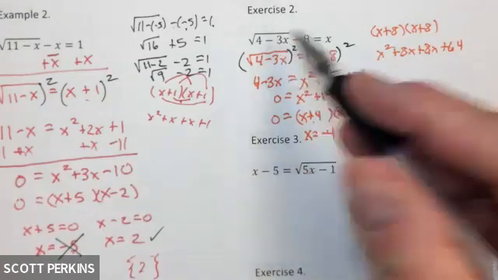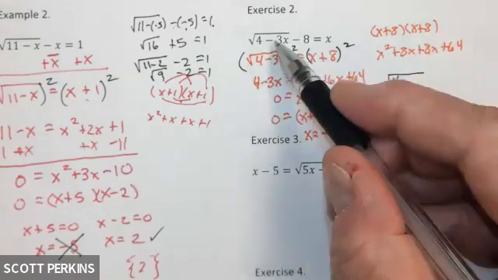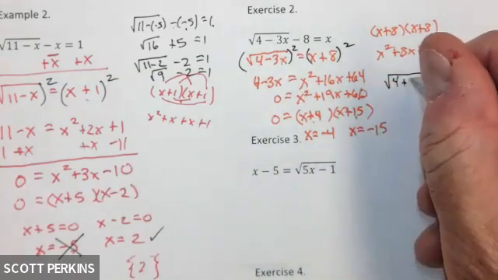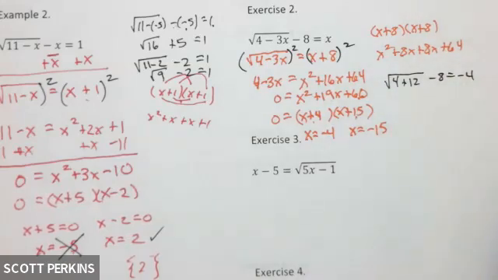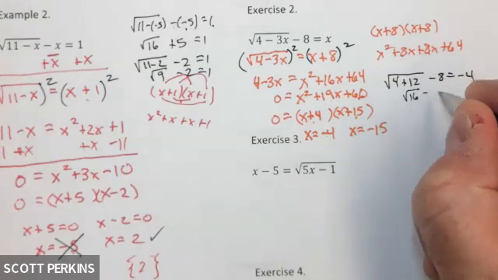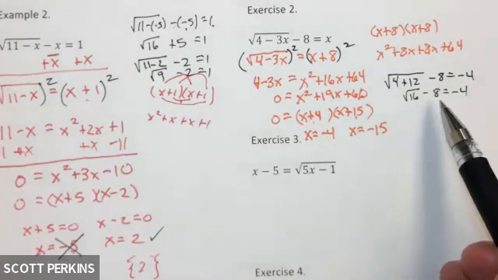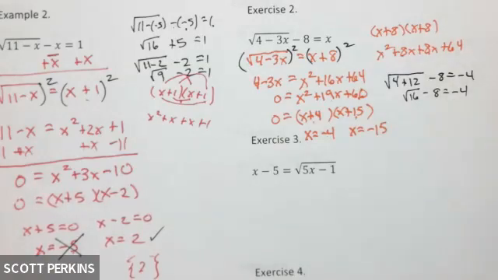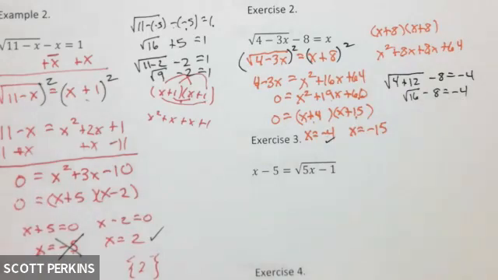So the negative 4, when I plug it in, I've got the square root of 4 times negative 3 times negative 4, which is plus 12. Minus 8, is that equal to negative 4? Well, let's see. 4 plus 12 is 16. Is that a true statement? Is the square root of 16 minus 8 equal to negative 4? Yes, it is. Square root of 16 is 4. 4 minus 8 equals negative 4.